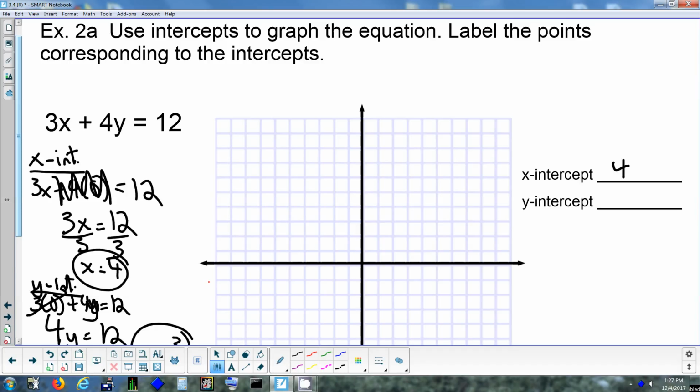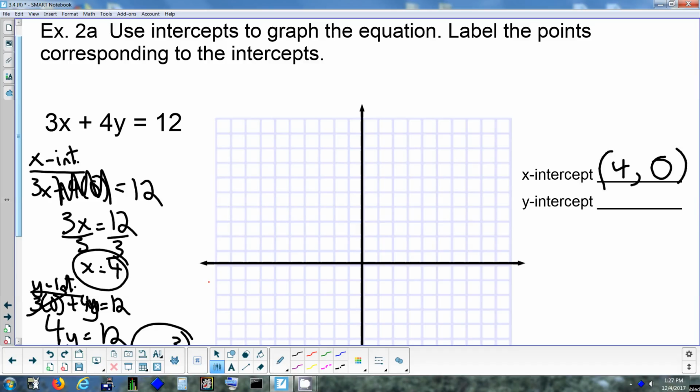2, right? So the x-intercept would be 4, comma, it's not going to be 3. What's it going to be? 0, right? Remember, y equals 3 is not the y-coordinate, it's just the y-intercept. It's not 4, comma 3. This is going to be 0.